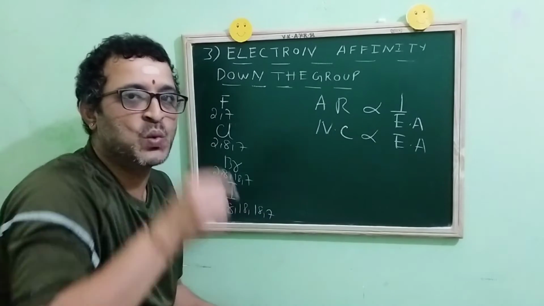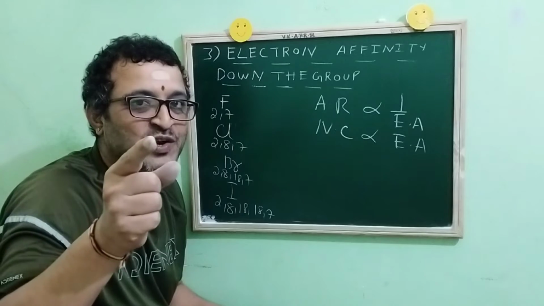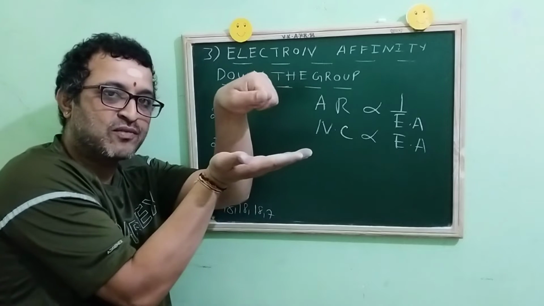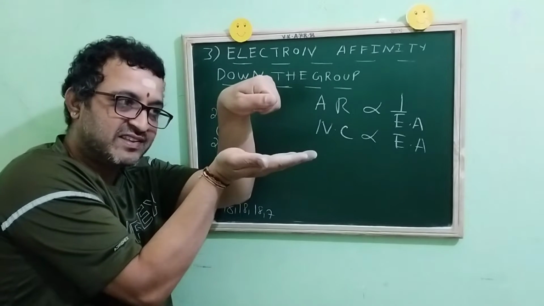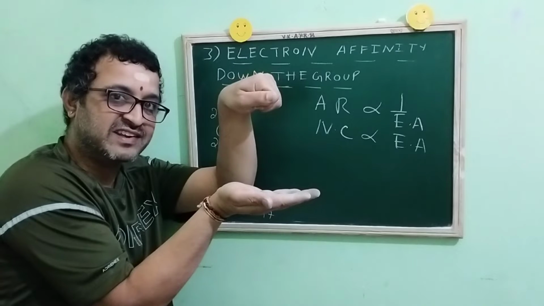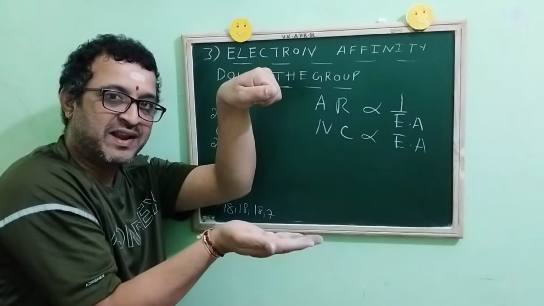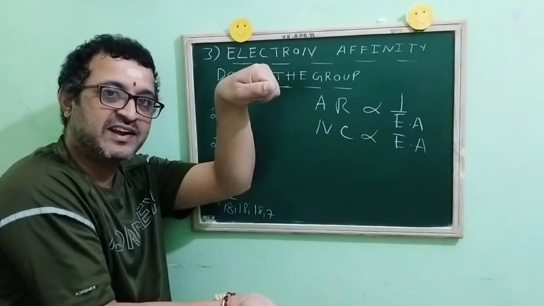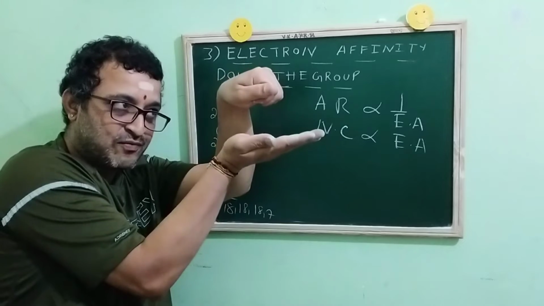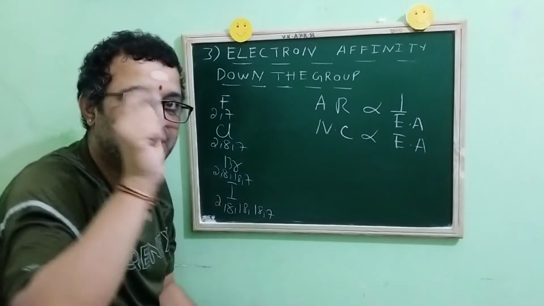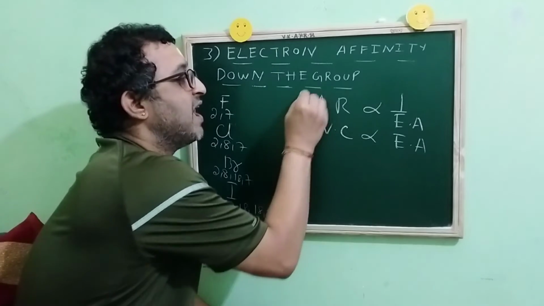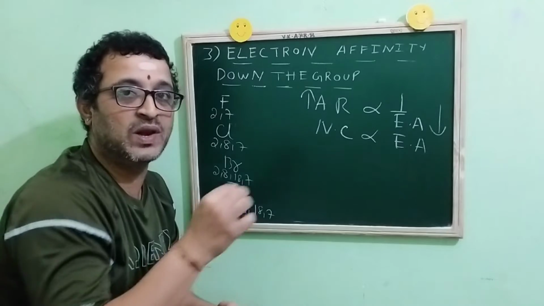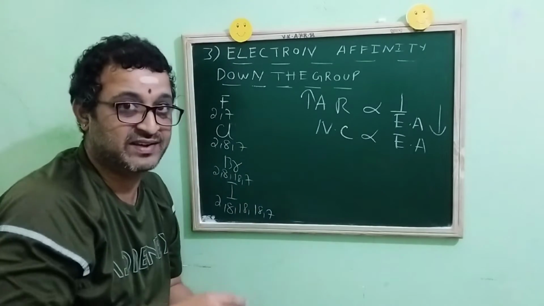Children, we all know that when you go down the group, the atomic radius increases. Observe here: nucleus, outermost shell. Fluorine has 2 shells. Chlorine's size is increased because it has 3 shells. Bromine is bigger than chlorine because it has 4 shells. The biggest is iodine, which has 5 shells. So atomic radius is increasing, and as the atomic radius increases, the electron affinity will decrease, right?